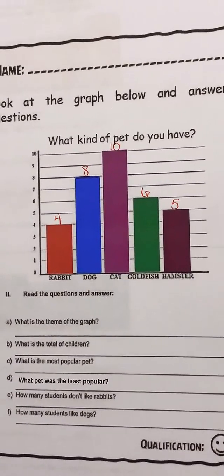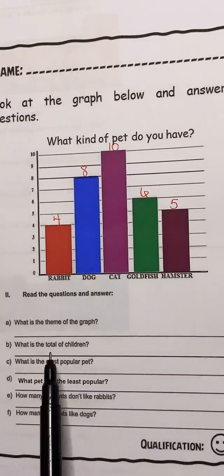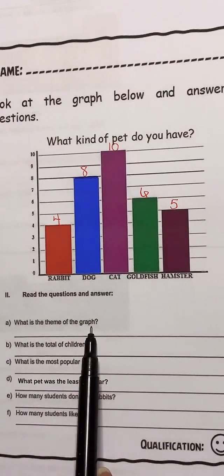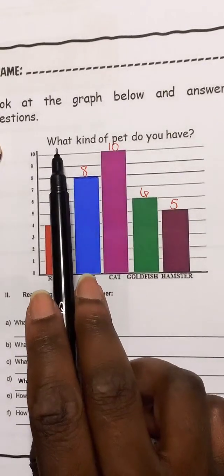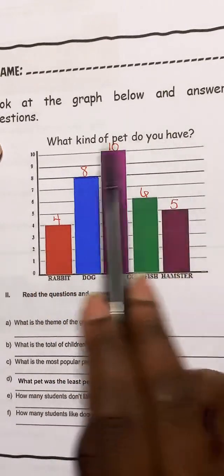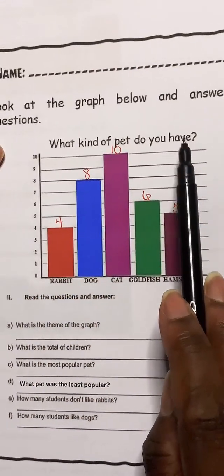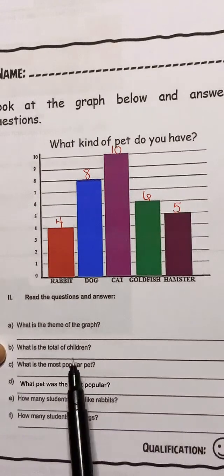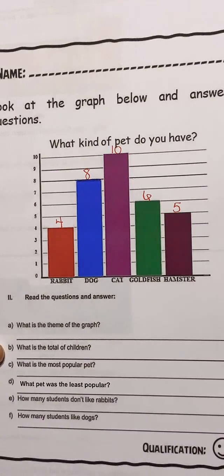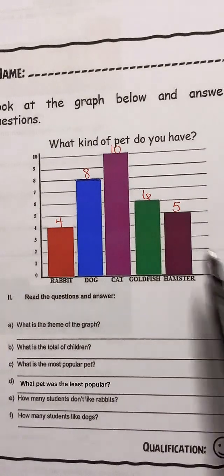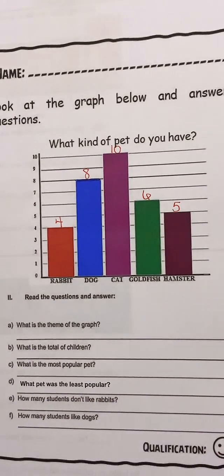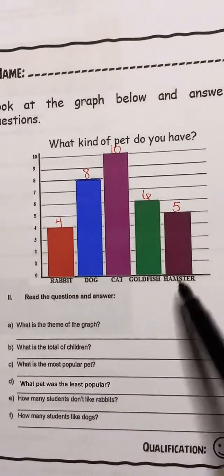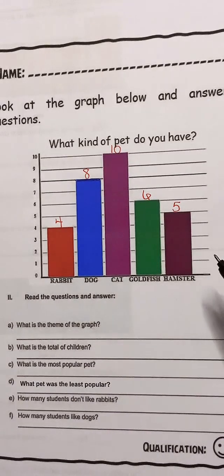All right. So with that information being said, when they ask, what is the theme of the graph? Well, the theme of the graph, they give us the title. Like, what kind of pets do you have? They're asking people what kind of pets they have. What is the total of children? Do they tell me the total of children? Nope. They only talk about how many pets. Or, what else can we do?